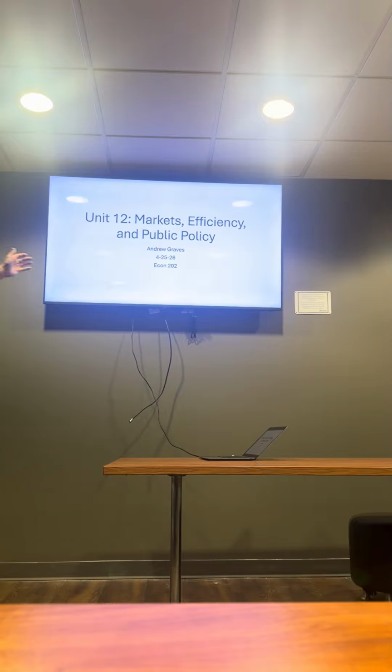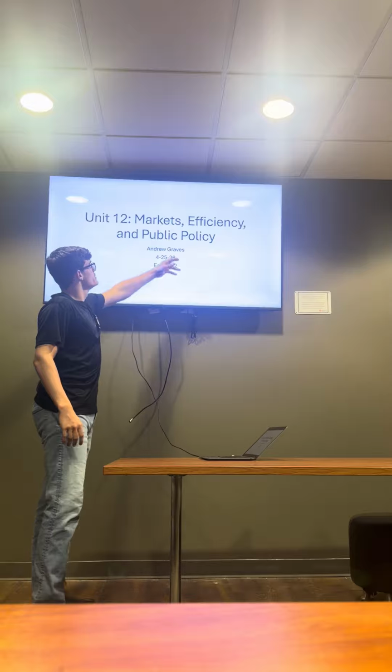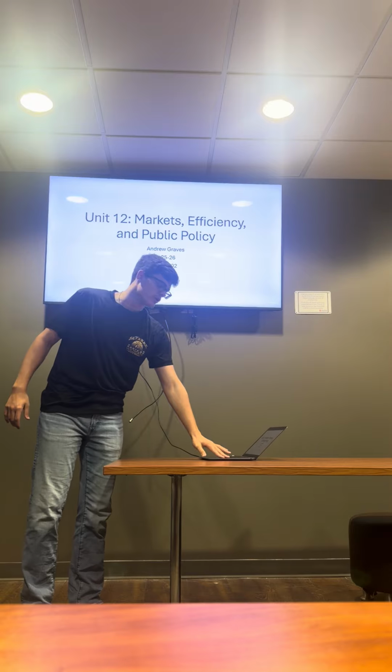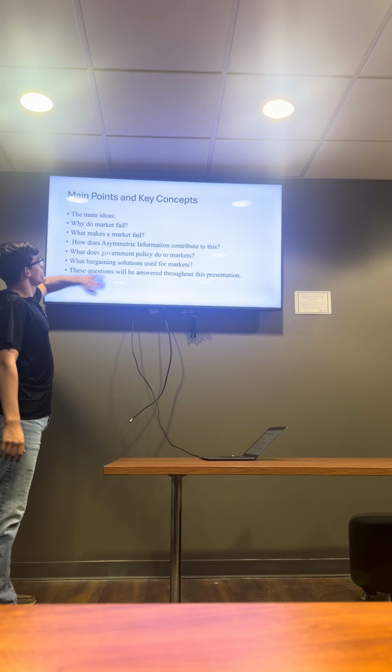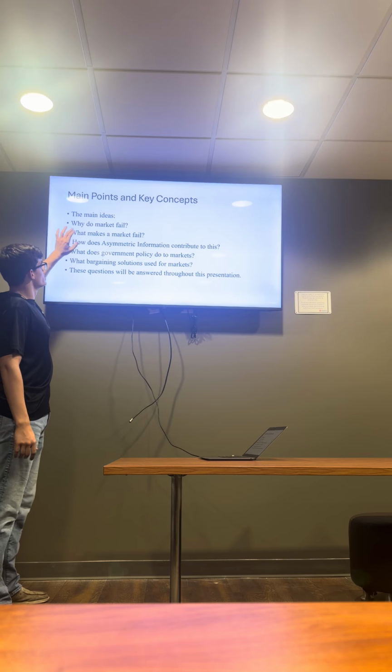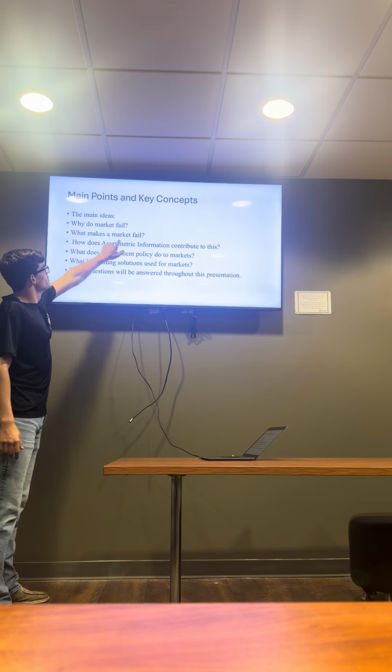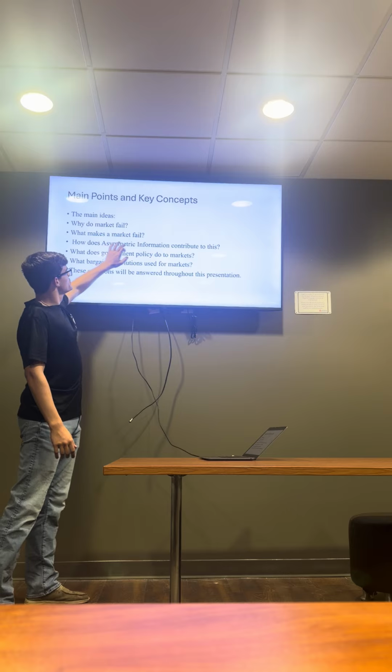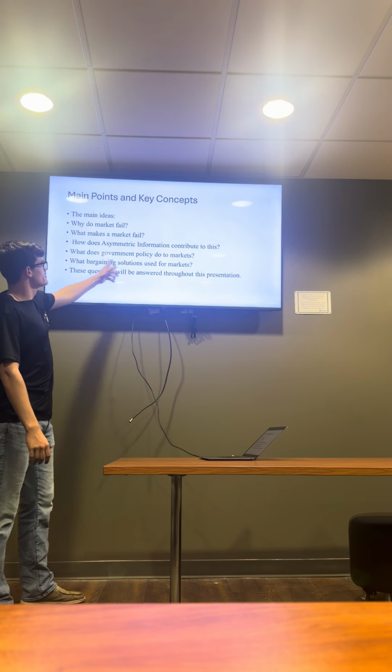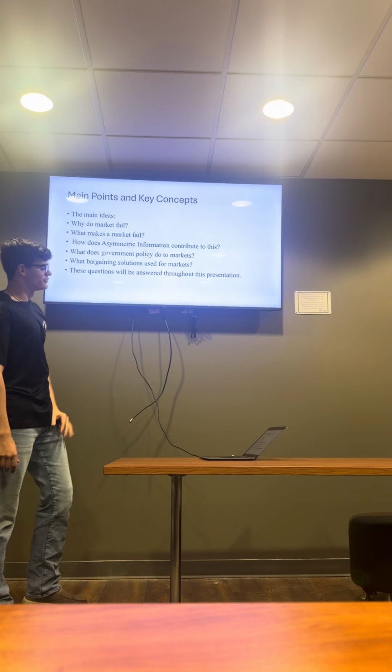This is my presentation on Unit 12, Markets, Efficiency, and Public Policy from the Economy 1.0. The main points and key concepts that I want to hit in this presentation are: why do markets fail? What makes a market fail? How does asymmetric information contribute? What does government policy do to markets? And what bargaining solutions are used for markets?